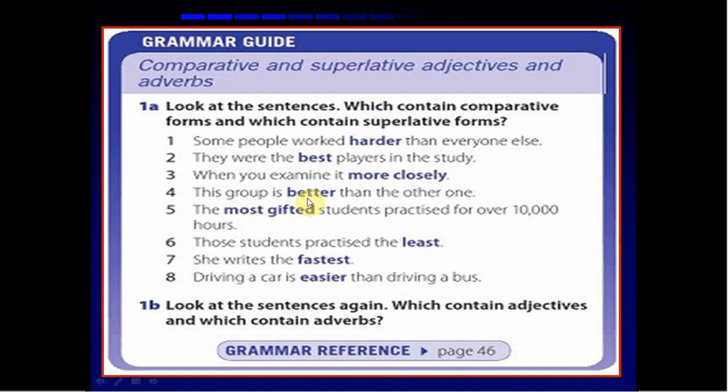Number 4, better. Better comes from good, so better than, it's comparative. Number 5, most gifted. If you have most, it's superlative. Number 6, least, superlative. Number 7, fastest, superlative. Number 8, easier than, yes, comparative. So you have different forms here.